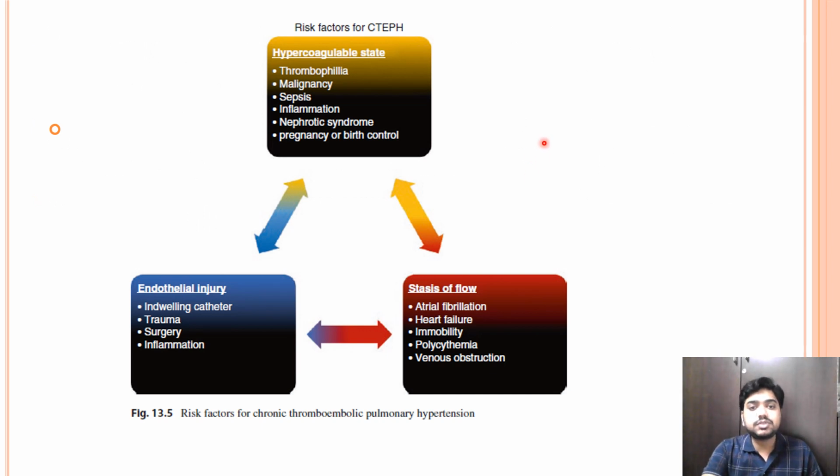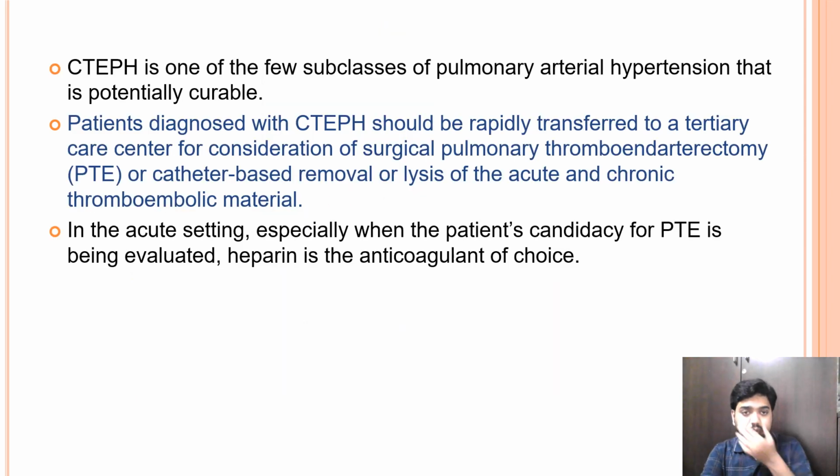So risk factors for CTEPH, as we said, are a hypercoagulable state, which can be due to thrombophilia, some malignancy, even sepsis, or even pregnancy in adults. This is the Virchow's triad, as we say: stasis of flow, endothelial injury, hypercoagulation, like thrombus, what we read in pathology. Then CTEPH is one of the few subclasses of pulmonary hypertension which is potentially curable.